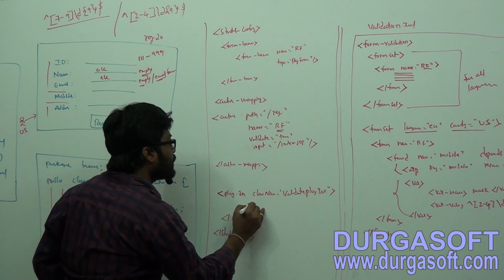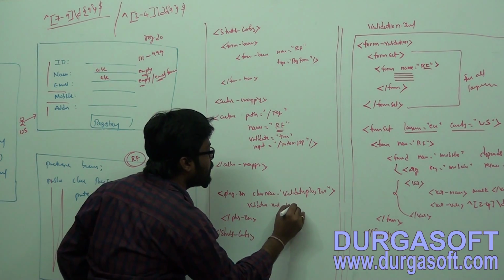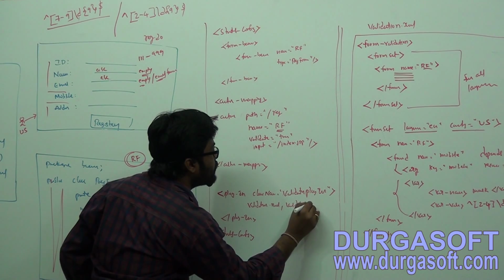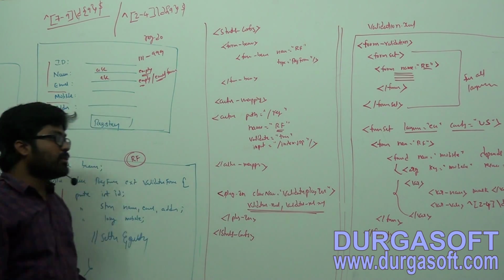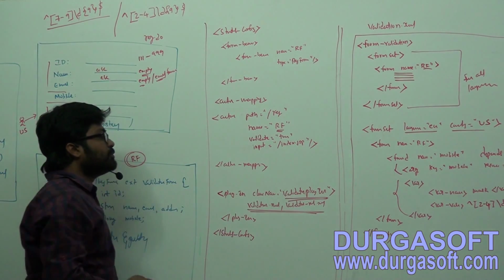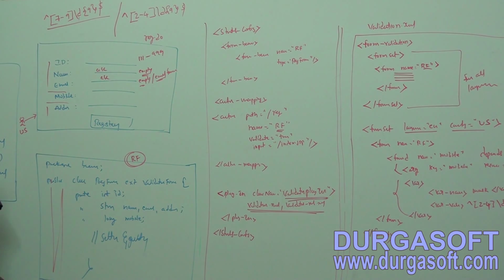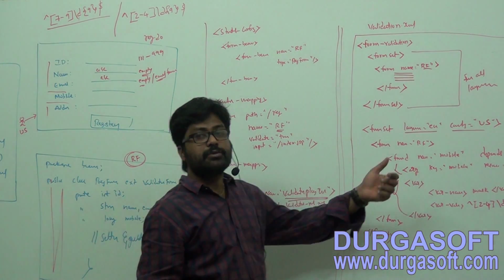And here we have to configure our validation XML files. The validation.xml file and the validator-rules.xml file. These two XML files we have to pass as input parameters to the validator plugin. Just one thing you have to remember: how to configure the plugin and how to use this XML file.